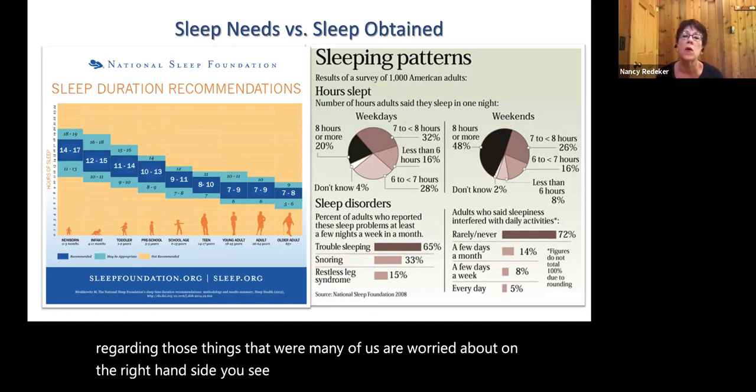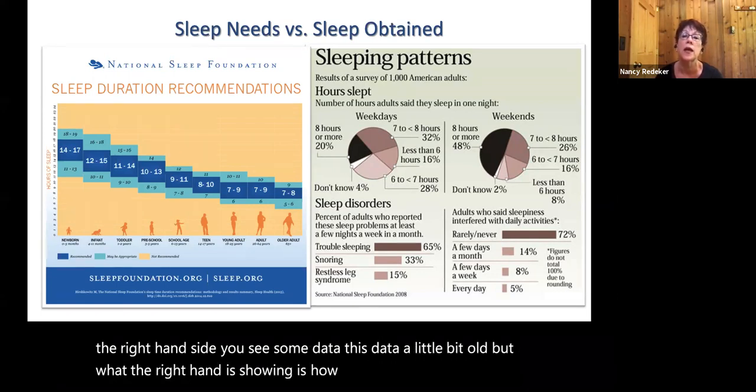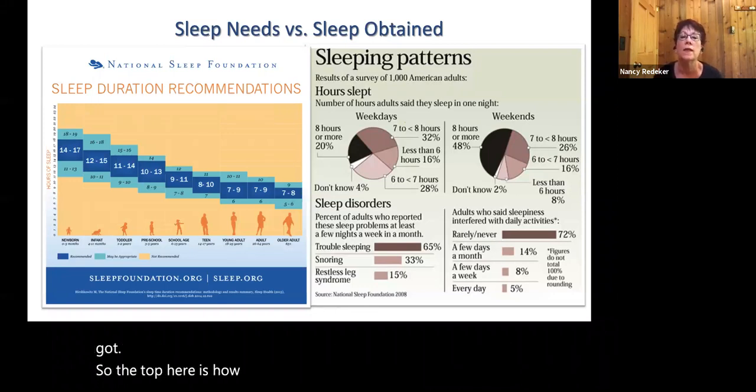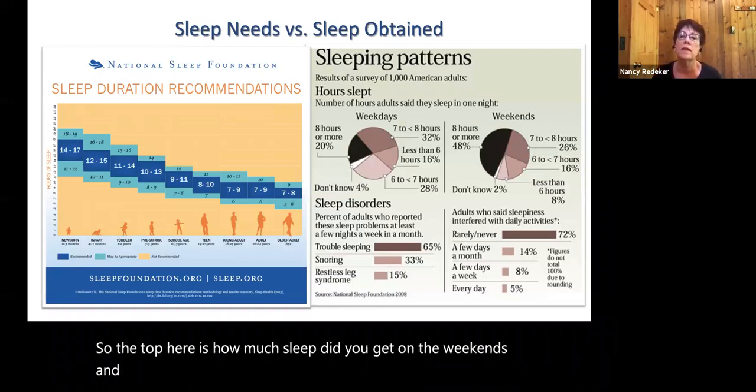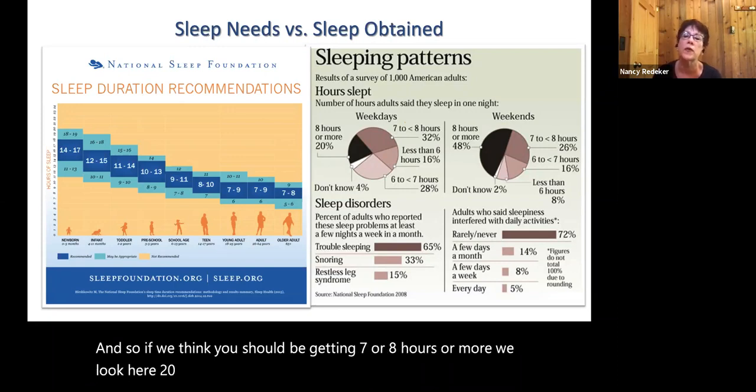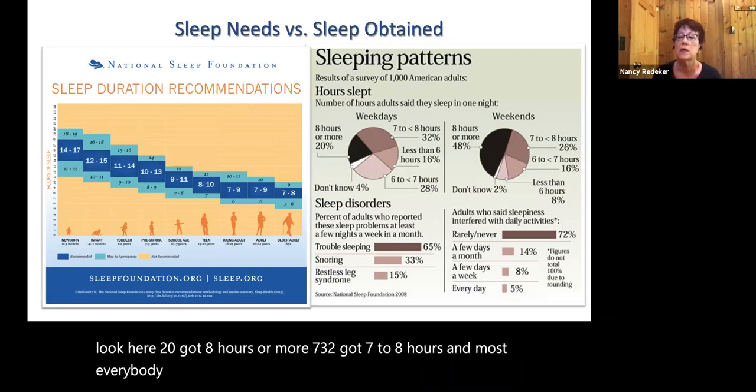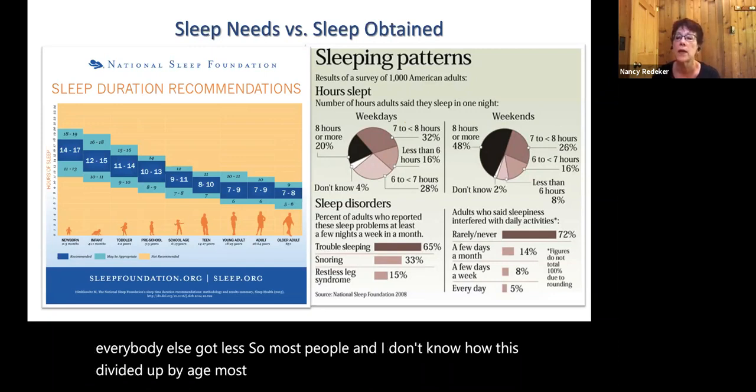This data is a little bit old, but what the right-hand side is showing is how much sleep people actually got. So the top here is how much sleep did you get on the weekends? If we think you should be getting 7 or 8 hours or more, if you look here, 20% got 8 hours or more, 32% got 7 to 8 hours, and most everybody else got less. So most people, and I don't know how this divided out by age, most people got less than the recommended amount.